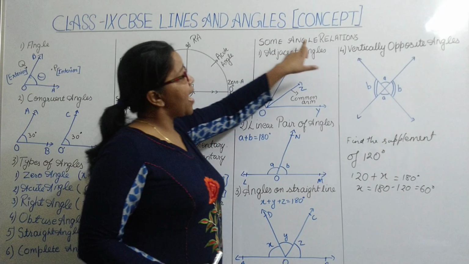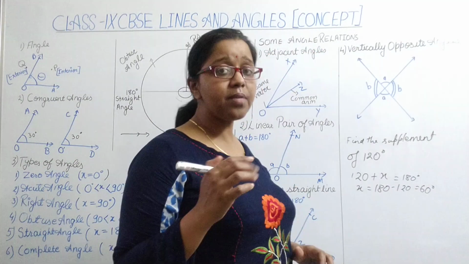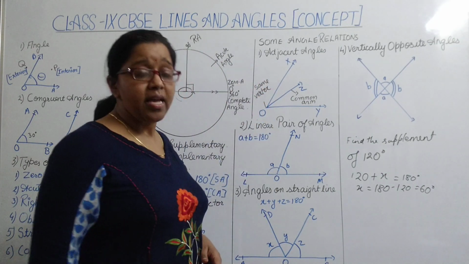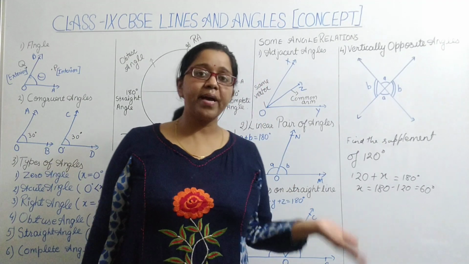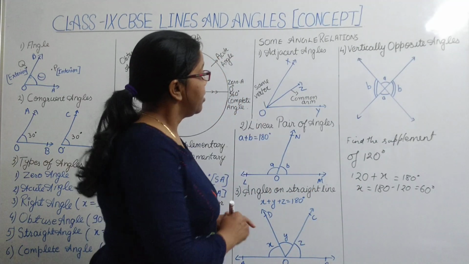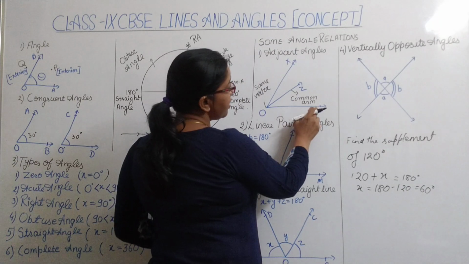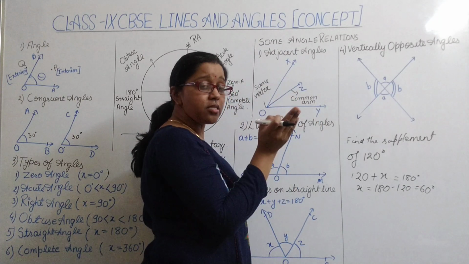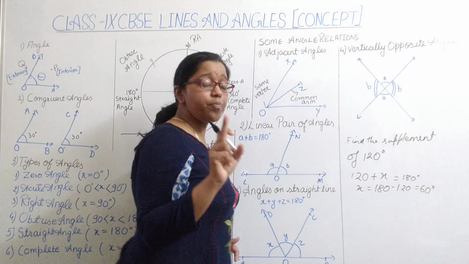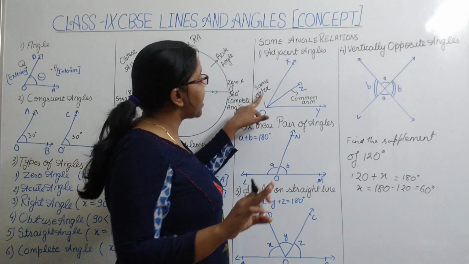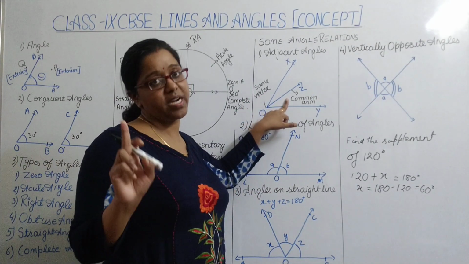Now, some angle relations. First is adjacent angles. Adjacent means nearby to someone. Suppose you have an angle YOZ. In adjacent angles, we have to be very clear that when two angles are said to be adjacent, then they have the same vertex and one common arm.